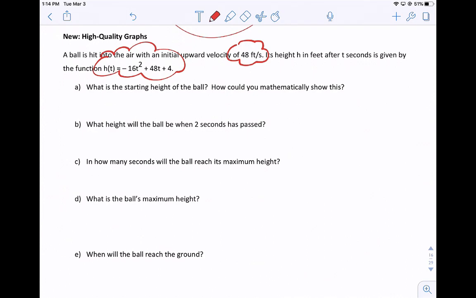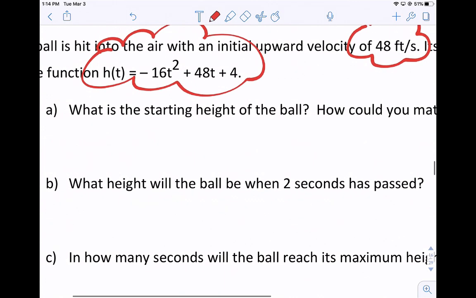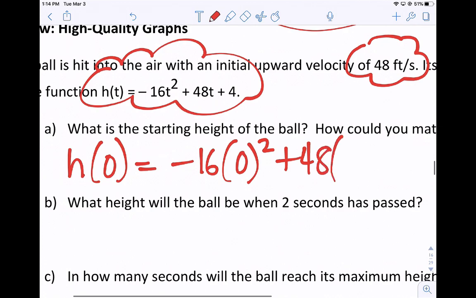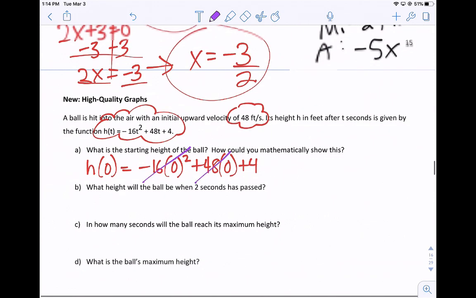Okay, what is the starting height of the ball? And that would be at time 0. So really you're finding h of 0, at time 0. That's negative 16 times 0 squared plus 48 times 0 plus 4. And if you notice, anything times 0 is 0, so this would cancel, and your starting height at time 0 would be 4.